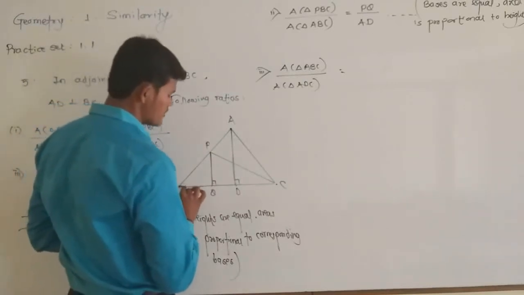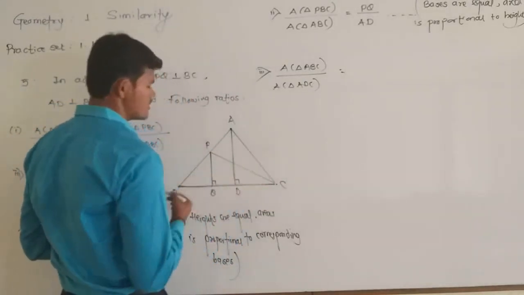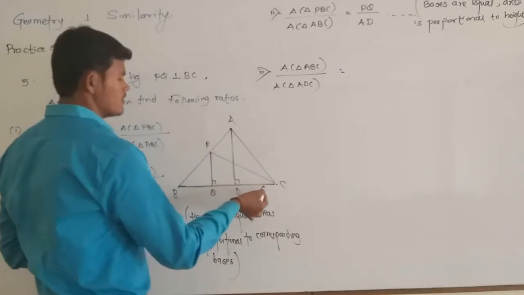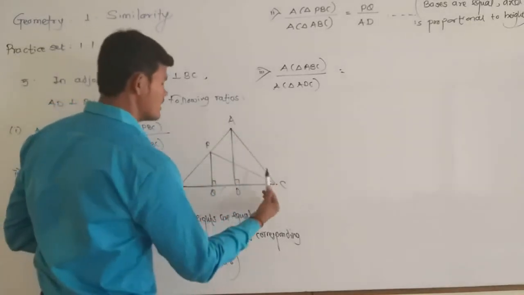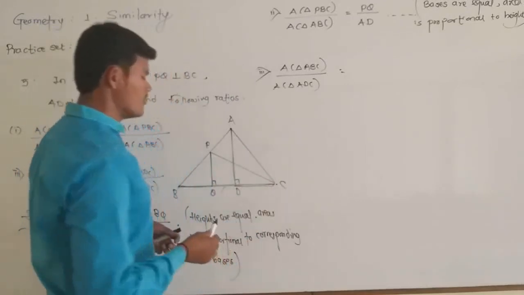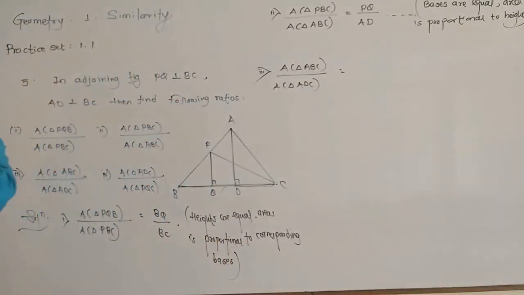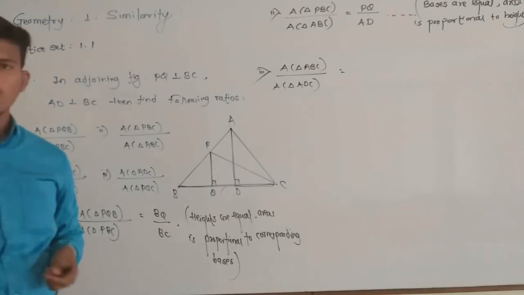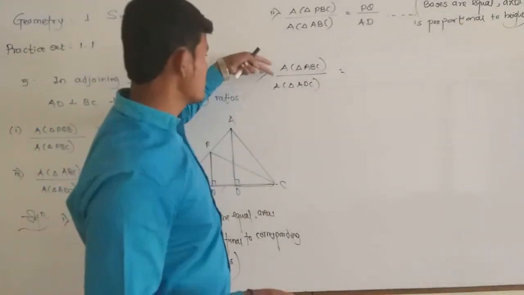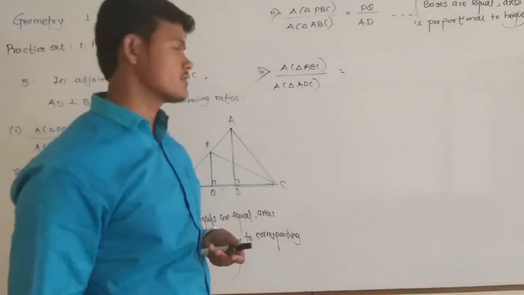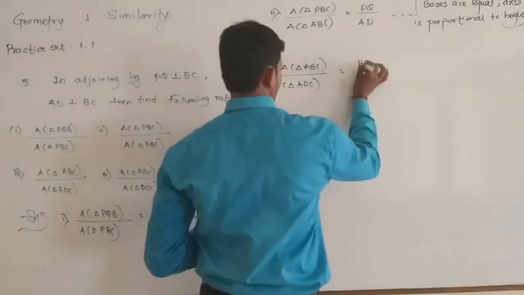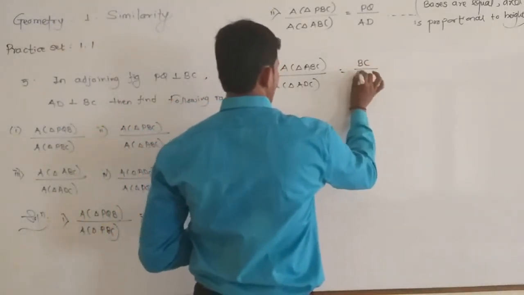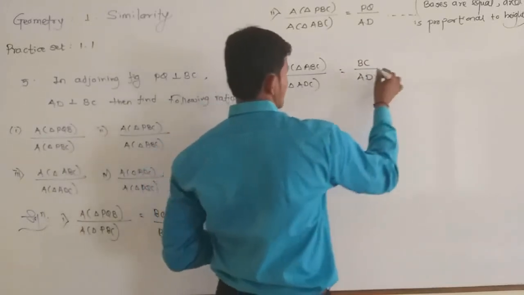So for triangle ABC, which one is the base? Good, BC. And for triangle ADC, which one is the base? DC, because AD is perpendicular on DC. That's why DC is the base. So for triangle ABC and triangle ADC, their heights are equal. Their ratio of area is proportional to their corresponding bases. So for triangle ABC, BC is the base, and for triangle ADC, DC is the base. So write down the reason.